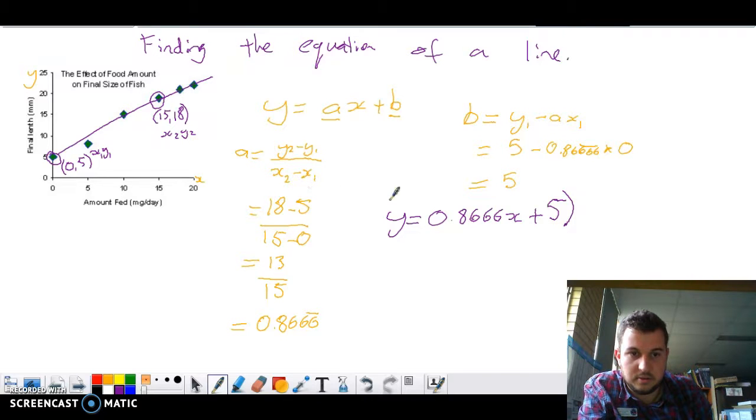You don't need to put brackets around. I just feel like I need to put brackets. Yeah. Stop button.